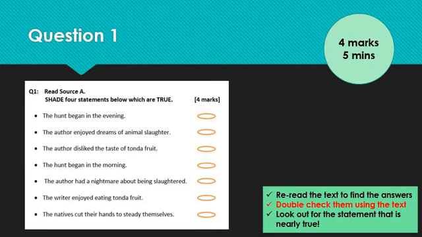Okay, so now you can complete question 1. It asks you to read source A, so hopefully you've done that now. And you're going to shade in the 4 statements below which are true, so you can write these down in your books, the 4 which are correct. Okay, so that's 4 marks.